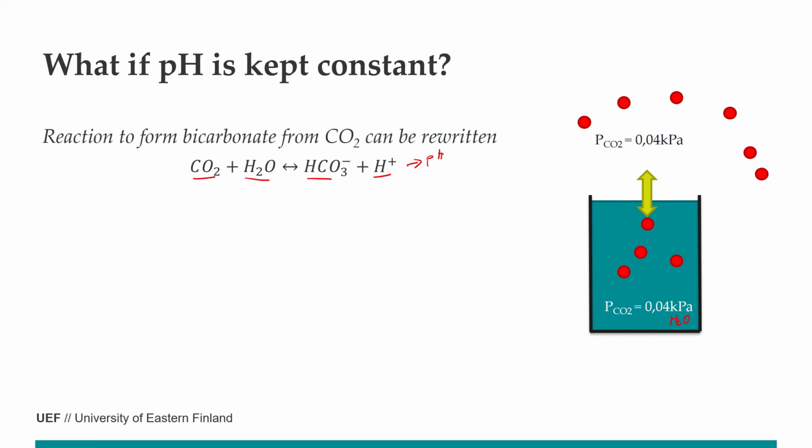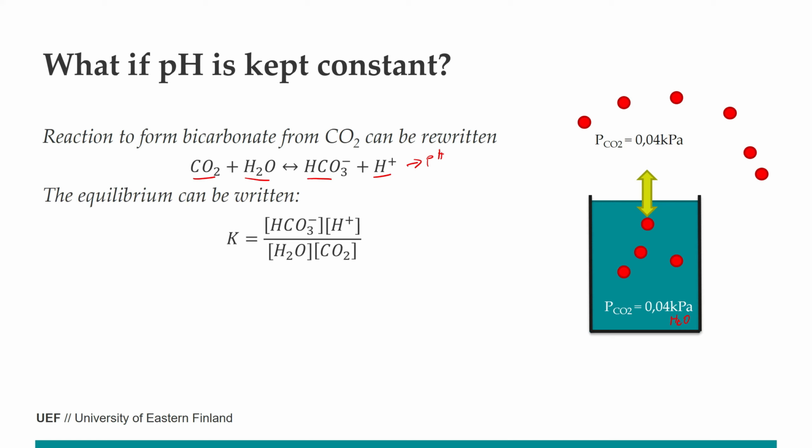And we can always, from these equations, these reactions, calculate the equilibrium constant, in which the concentration of these products is divided by the concentrations of the molecules that were producing these. So the concentration of bicarbonate, then the concentration of protons, okay, that's kind of the pH thing. Then the concentration of water and the concentration of carbon dioxide.